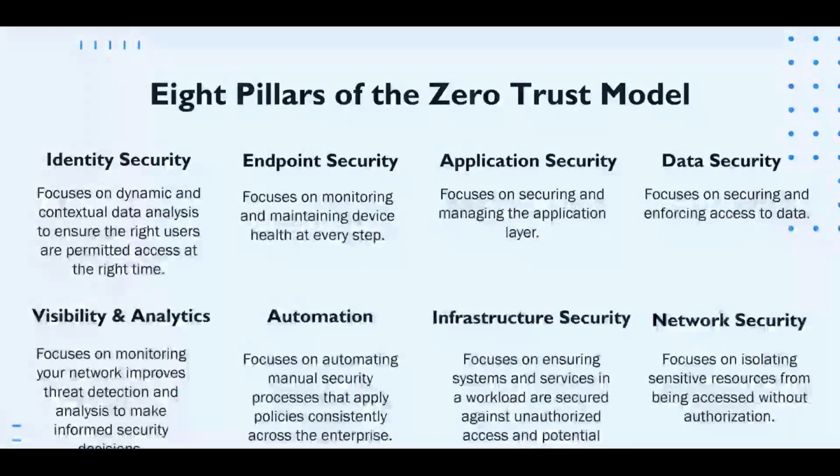Endpoint security and application security, and those are different things. On one hand, you're focusing on monitoring and maintaining device health, and on the other, you're managing the application layer. And those can be different things, especially in a more modern architecture, where we're looking at applications virtualized. We're looking at virtual applications, whether they're in the cloud or they're on your desktop. Endpoint security becomes a different beast. It becomes closer to hardware.